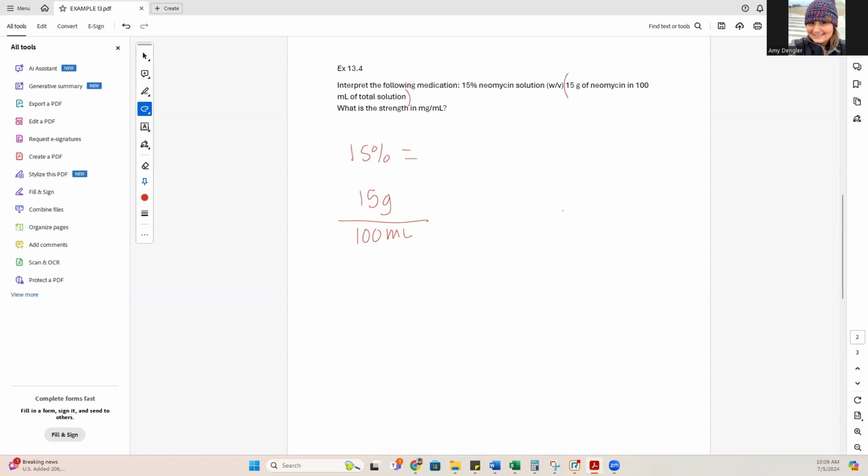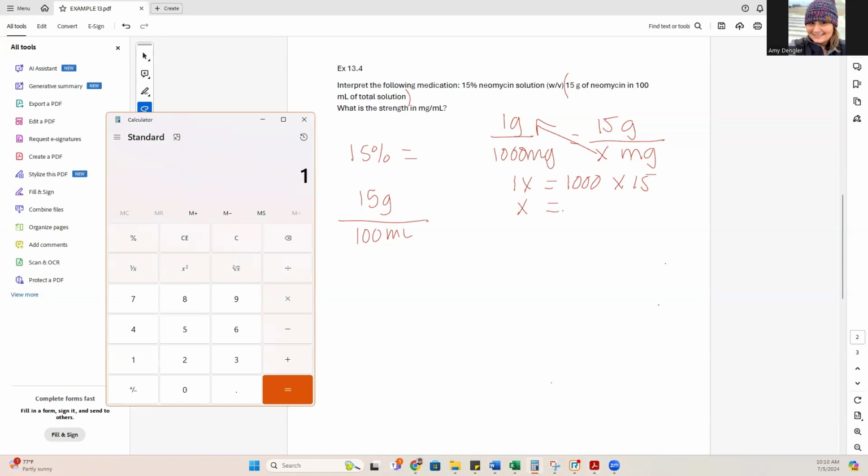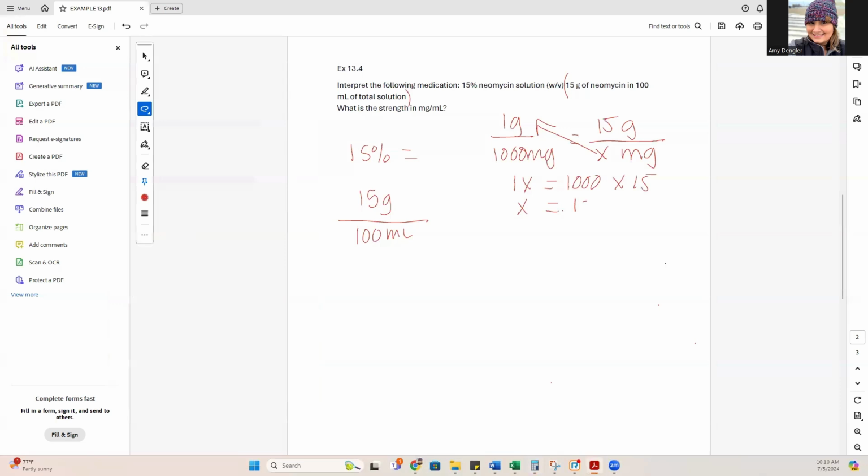Now we want the strength in milligrams. So we need to use our 1 gram is equal to 1,000 milligrams, and we need to convert that 15 grams to milligrams. So placing into proportion with our units directly across from each other, this would be 1x is equal to 1,000 times 15. So this would just be x is equal to 1,000 times 15, which gives us 15,000. So that's 15,000 milligrams. So essentially the strength of the medication is 15,000 milligrams over 100 ml.